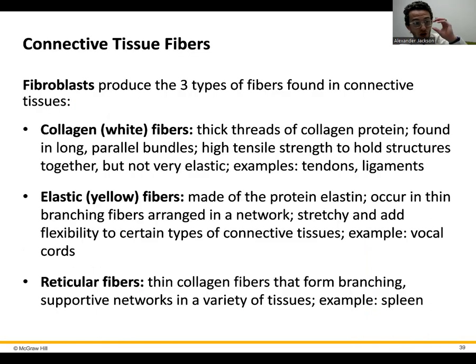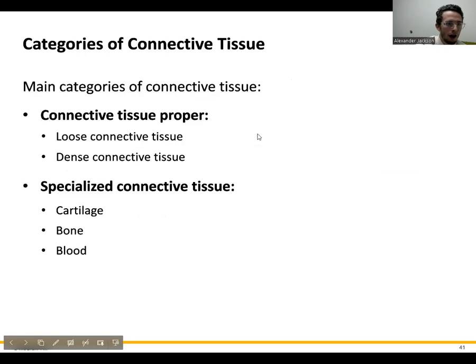With connective tissue, you also see three different types of fibers. The collagen ones will be really thick and strong. They're very common in very thick and strong structures like your tendons and your ligaments. The elastic fibers will be more common in things that need to stretch out and move, like your vocal cords. If you've ever seen your vocal cords, they stretch and relax, and that's how they vibrate and make noise. And then the reticular fibers are a little more thin. They're not as strong, but they give some sort of beefy support, common in your spleen.